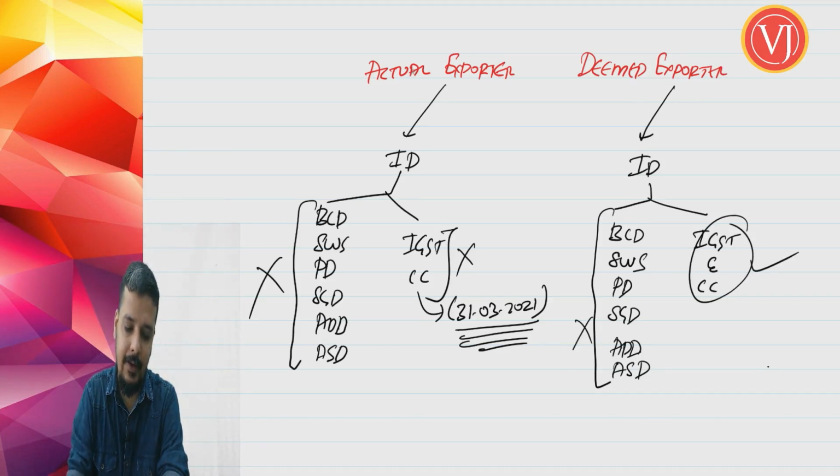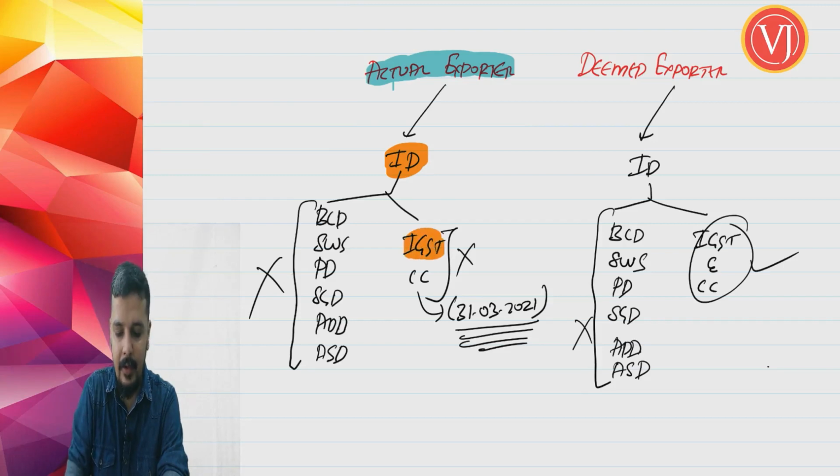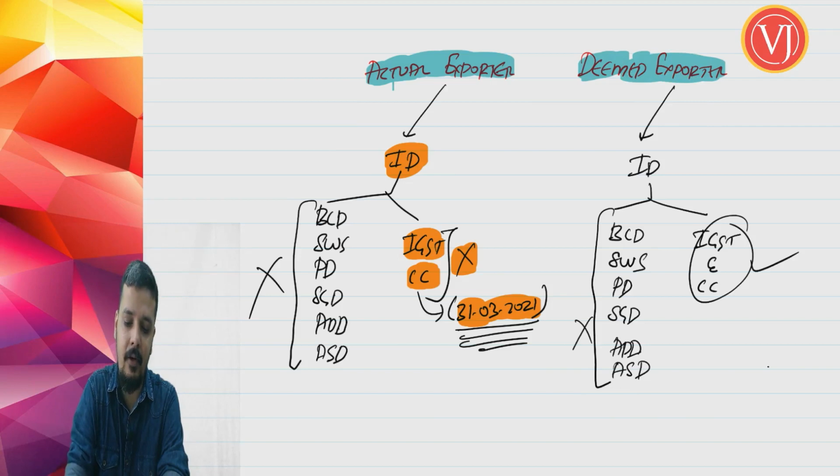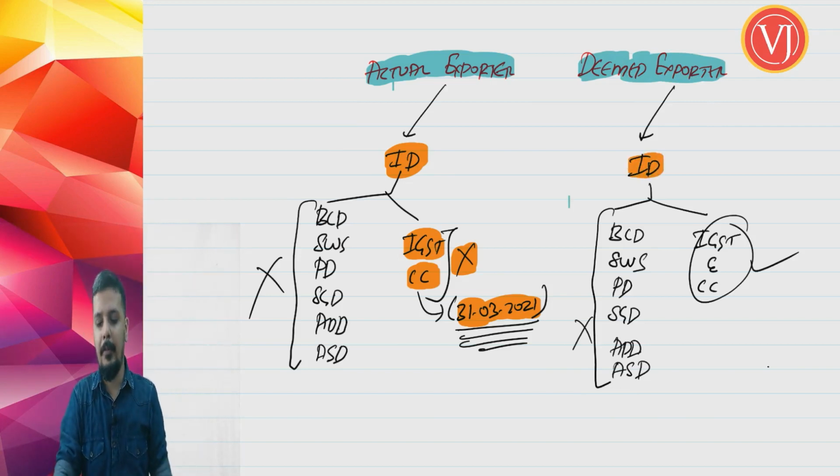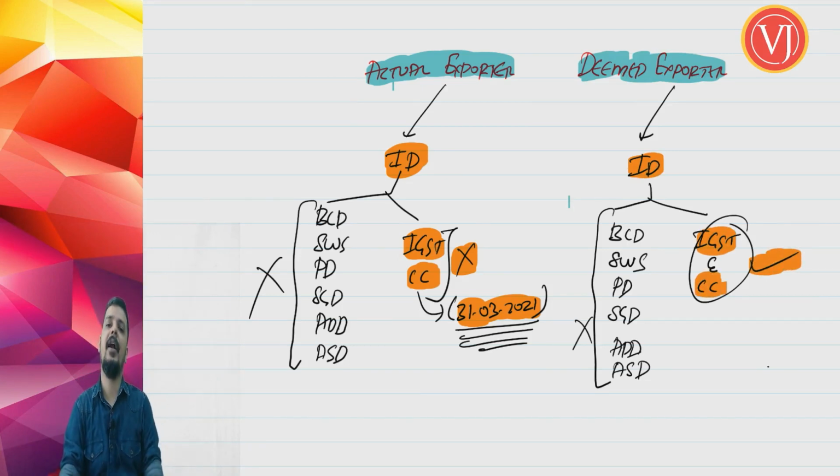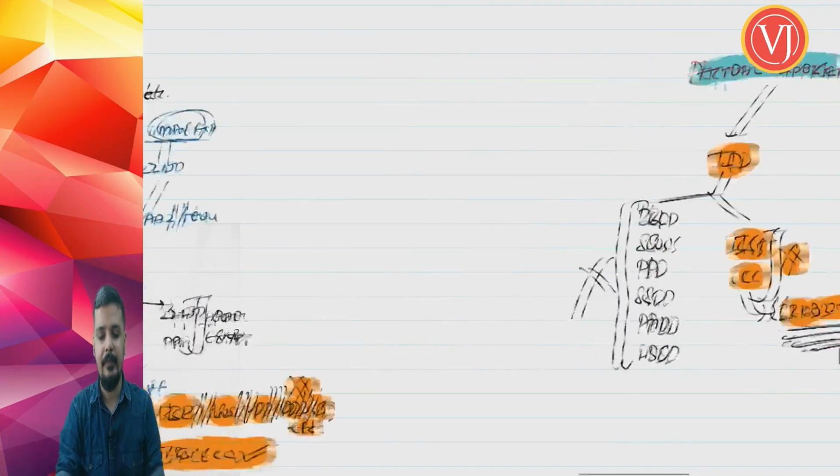For an actual exporter, the benefit of not paying import duty is for all import duties, and it is even for IGST and compensation cess portion of import duty, but only up to 31st of March 2021. For a deemed exporter, when we tell that he is not going to pay import duty, he is not going to pay import duty for sure. All the other import duties he is not going to pay, but he has to pay IGST and compensation cess. So that, friends, you have to remember, right?